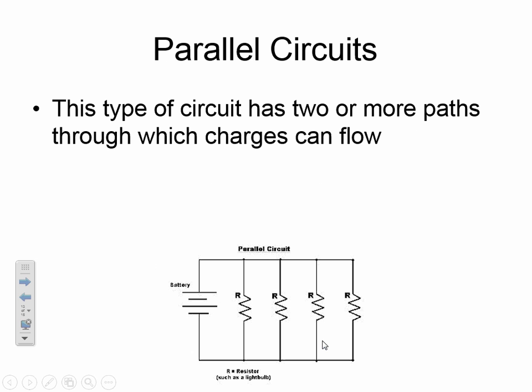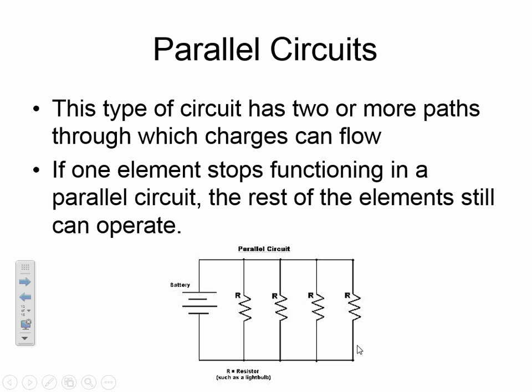Likewise, however, we can create a parallel circuit. And a parallel circuit is a circuit in which two or more paths of electricity can flow. If one element stops working, the rest will still work. So for example, right here, if this circuit fails, the other three will still work because there's a pathway for electricity to flow. So parallel circuits have more than one way for charge to flow. They are used all over, in your house, all over the place. That is where those circuits are used.